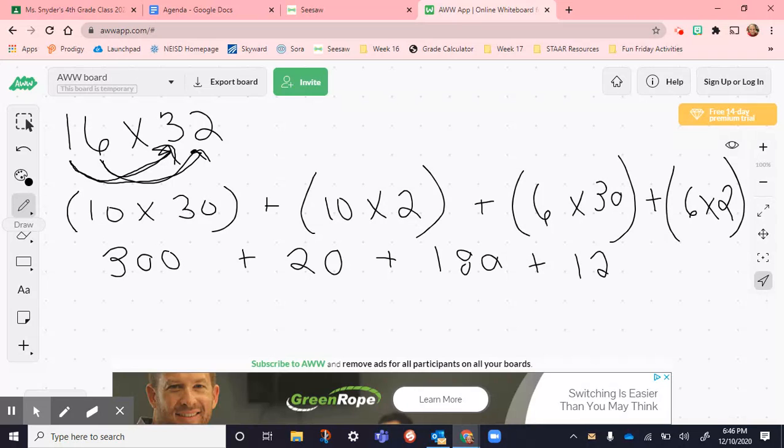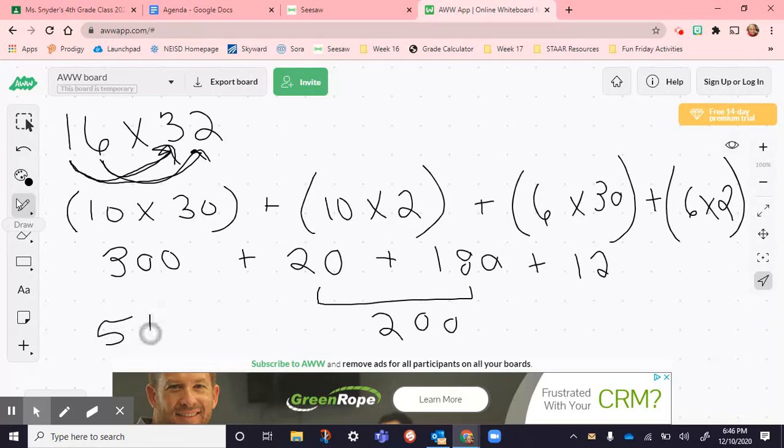So now I'm going to add these together. I know that 20 and 180 is 200. 200 and 300 is 500 plus another 12, so that would be 512.